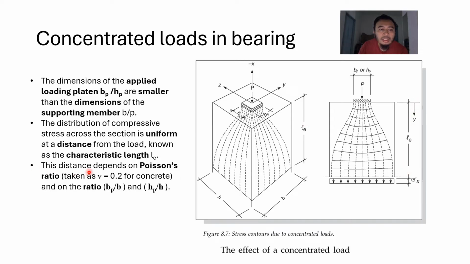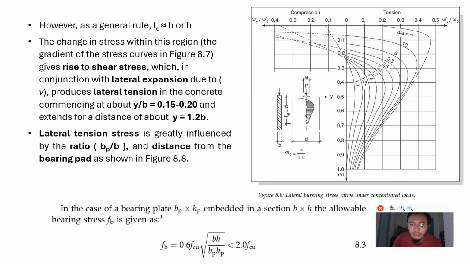This distance depends on the Poisson ratio, the value for concrete is 0.2, and on the ratio of BP over B and HP over H: the width of the plate to the width of the supporting member, and also the length of the plate over the length of the supporting member. You can see here. As a general rule, the characteristic length LE is equal to B or H.